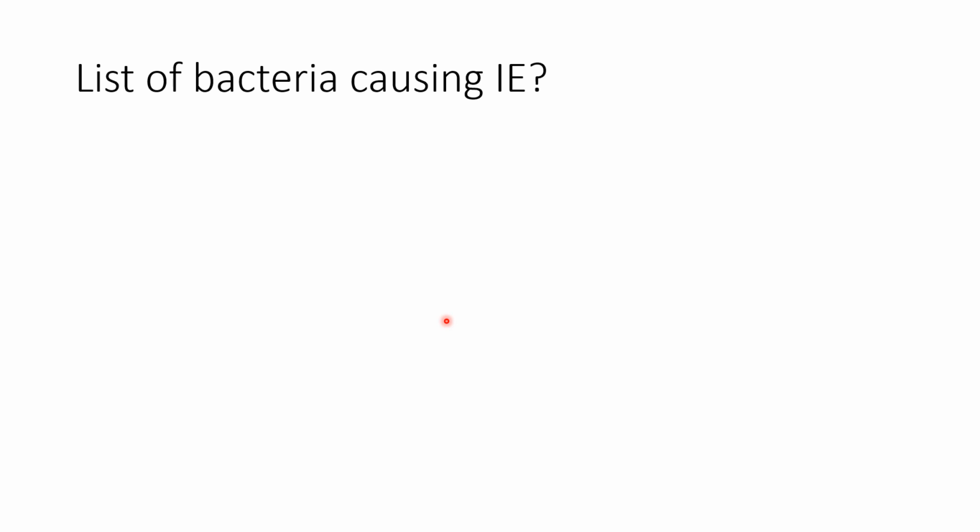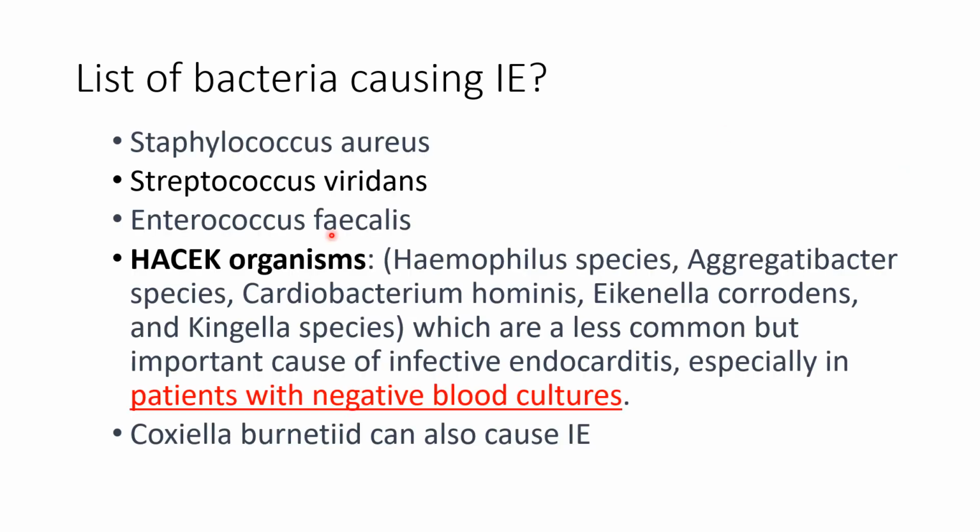Before that, I can give a list of bacteria causing infective endocarditis. I just mentioned two bacteria till now, Staph aureus and Streptococcus viridans. Other than that, also remember sometimes Enterococcus faecalis can cause infective endocarditis, or HACEK organisms. HACEK meaning Haemophilus species, Aggregatibacter species, Cardiobacterium species, Eikenella and Kingella species. All these organisms can cause infective endocarditis, but since these are fastidious organisms, sometimes they come negative in blood cultures, unless you're suspecting this specifically. And Coxiella burnetii can also cause infective endocarditis.